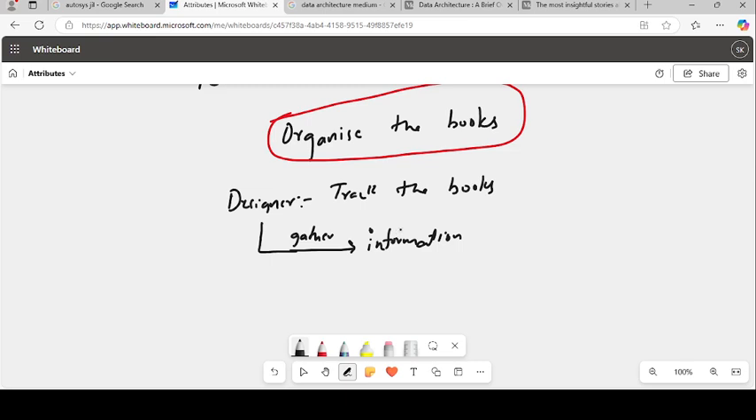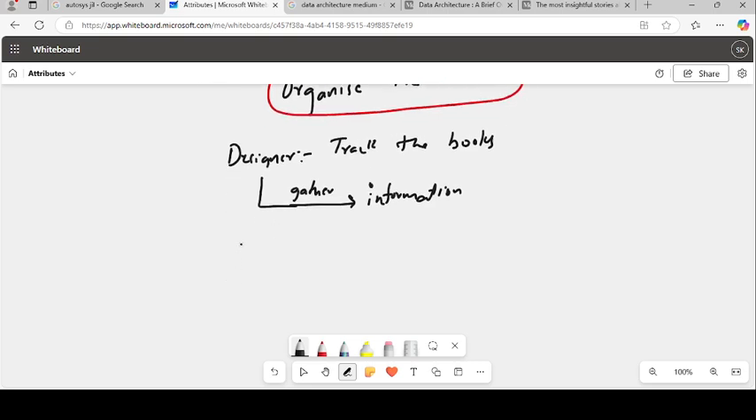So he started to gather the title. So for each and every book, he started to gather the title of the book. Who is the author? So what is the price? What is the year of publication? So this is the information he gathered.